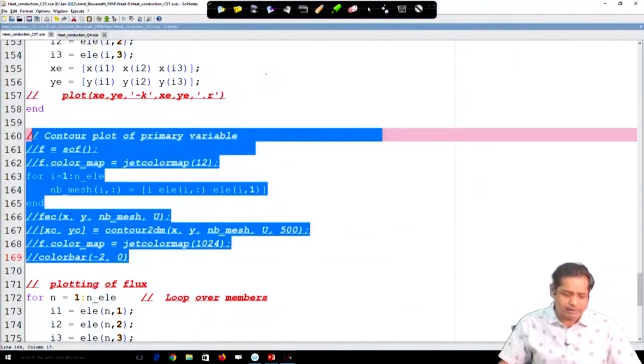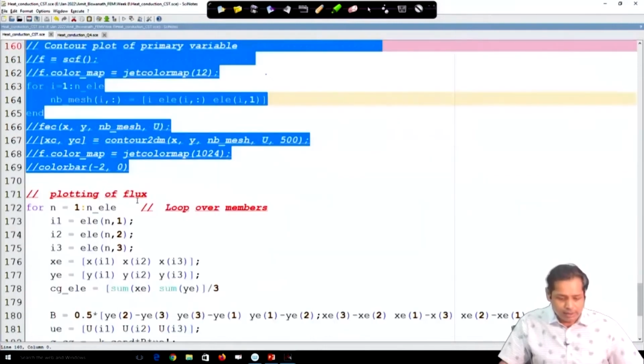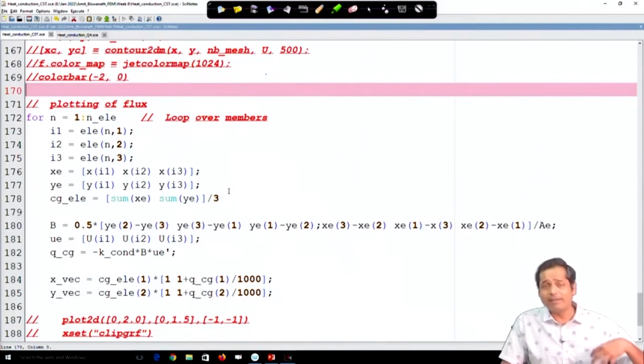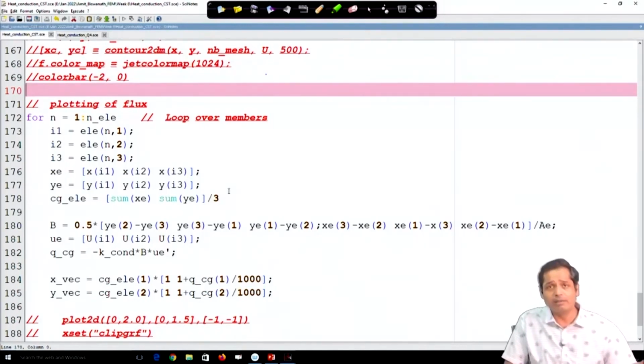These are the commands in Scilab, so there is no point in going through this. You can go through this. Now, the important thing is the computation of the flux term. Now, what is the flux term? The flux term is the derivative of the primary variable. Here the primary variable is T, so the derivative of T will give you the flux term.